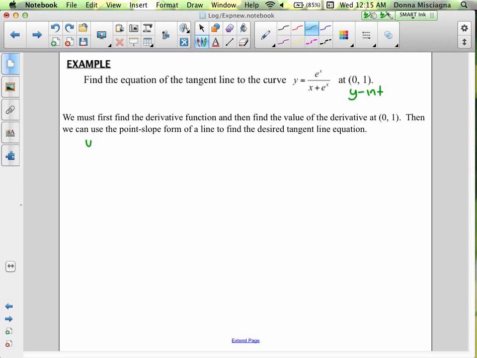So y equals e to the x divided by x plus e to the x. Remember, this is going to be the product rule. Excuse me, quotient rule.